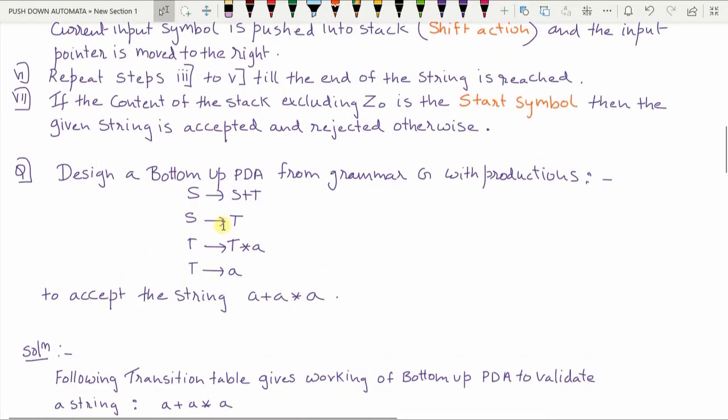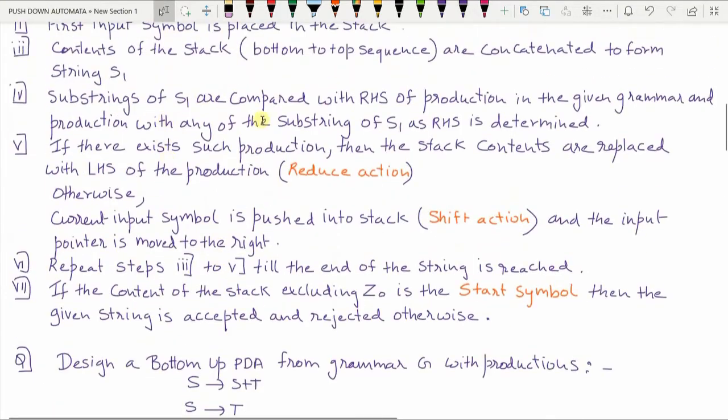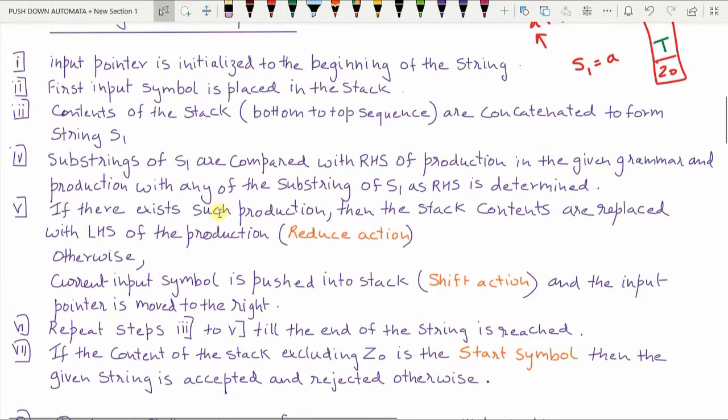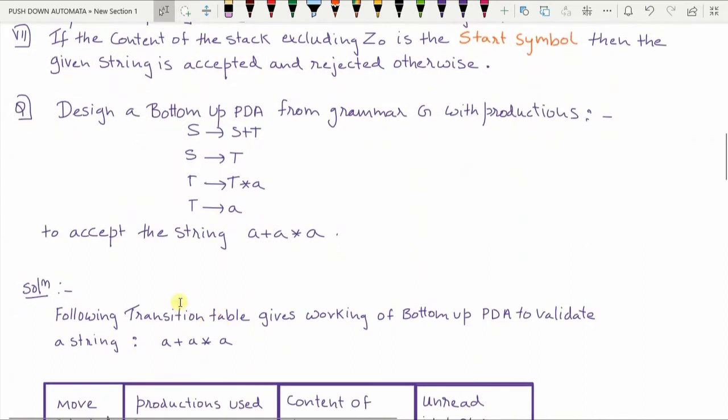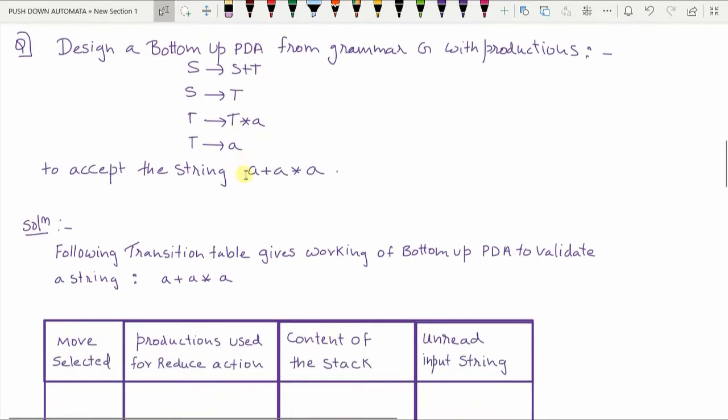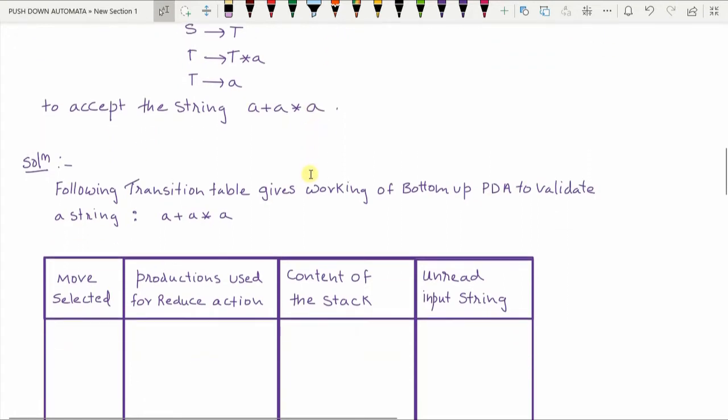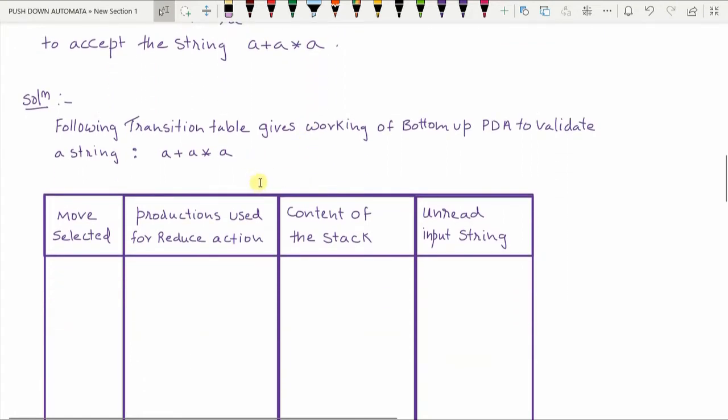First I will show you how the bottom up PDA actually works. Whatever I explained here, I will be solving it, and later you can compare it to these steps and try to understand, if you have not understood these steps. So let's start. First we are going to design a bottom up PDA, and then we are going to validate this string a plus a into a. So let us first validate the string, assuming that there is a PDA.